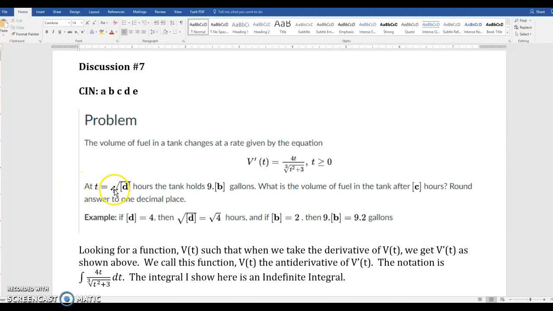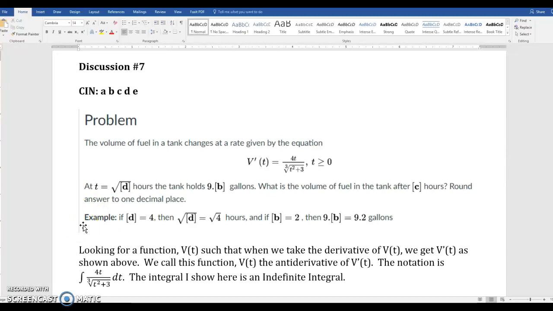Let's see, at time equals the square root of D hours, where D is from your calculus identification number, the tank holds 9B gallons, with B from your calculus identification number. What is the volume of fuel in the tank after C hours, where C is from your calculus identification number? Round the answer to 1 decimal place. So again, some explanation here of how you're using your calculus identification number to find these values that are applicable to this problem.